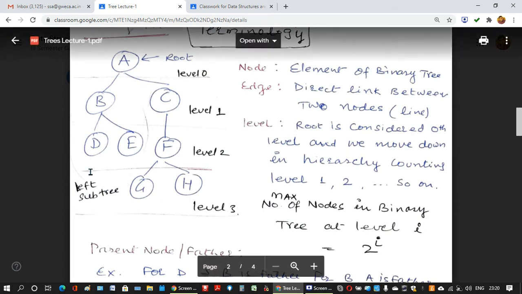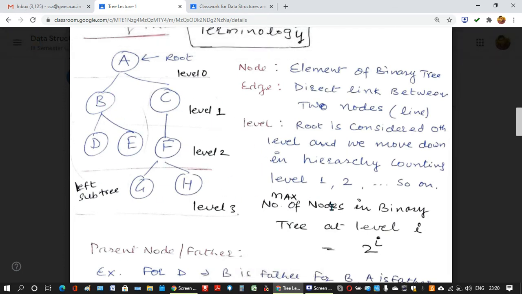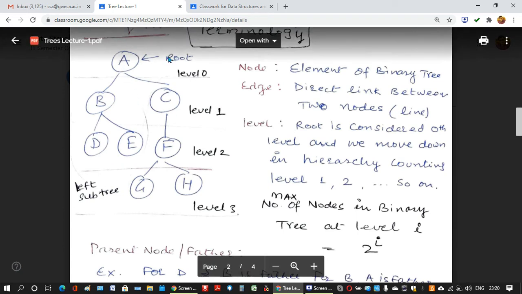You can do some mathematics also. The maximum number of nodes at level I will be 2 to the power I. You can see here the maximum number of nodes at level 0 is 2 to the power 0, that is 1. At level 1 it is 2 to the power 1, that is 2, and so on.